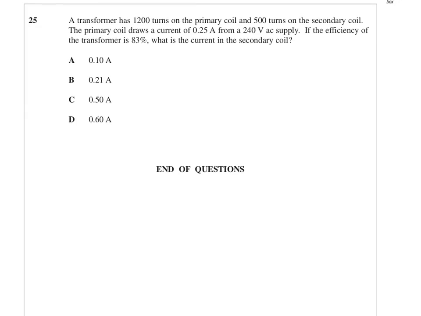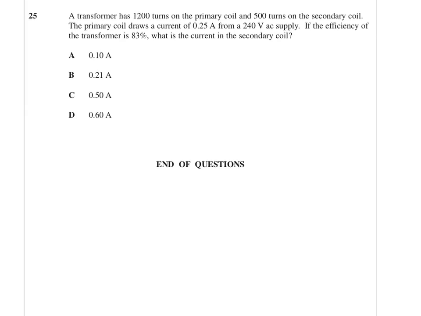And final question. A transformer has 1200 turns on the primary and 500 on the secondary. We've got current on the primary of 0.25 and 240 volts, and its efficiency is 83%. Okay, so the voltage on the secondary side is going to be a step down, so 240 divided by 2.4, so your secondary voltage is 100.